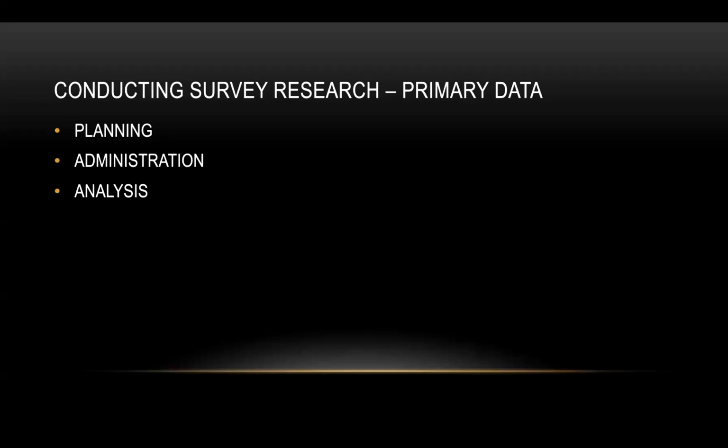But essentially, there's three major elements when we're thinking about survey data. So I'm going to cover primary data first, so let's say you're conducting your own survey, and then we're going to talk about utilizing the data from a survey as secondary data. There's three basic areas: planning, administration, and analysis. I will repeat this often.